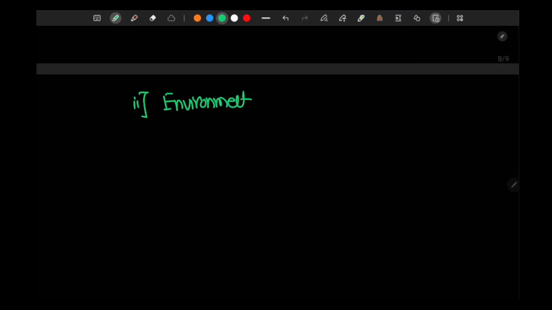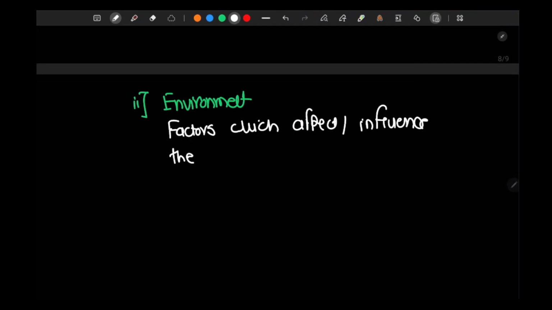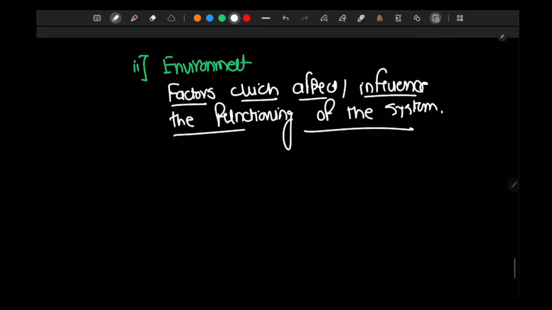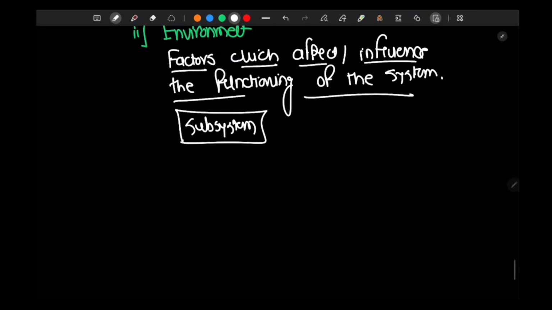What is an environment? Environments are basically factors which affect or influence the functioning of the system. It is factors which affect or influence the functioning of the system. It is very similar to subsystem. And the third element is boundary.